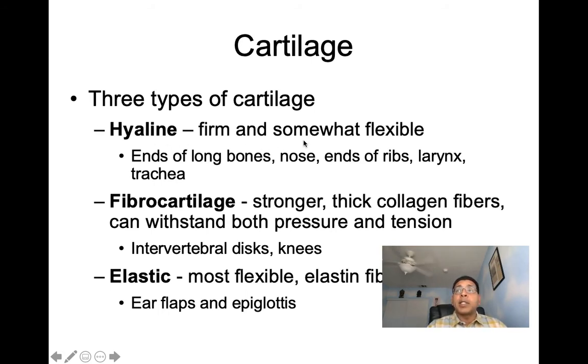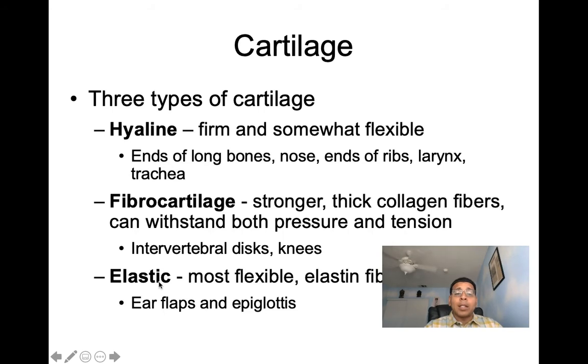Hyaline is firm and somewhat flexible. It's found at the ends of our long bones. We said it's going to be found helping to make up the nose. It's found at the ends of our ribs, making up the larynx and our trachea. And then fibrocartilage is stronger. It's got thick collagen fibers that are able to withstand pressure and tension. And this cartilage is found making up our intervertebral discs and making up the wedges in between our knees.